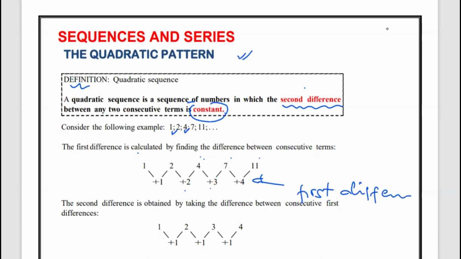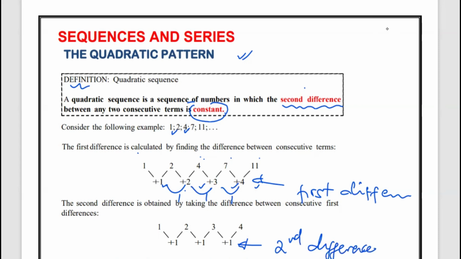But we can see that these first differences are not the same. They are different, which means we can go on and look for the second differences, which must be the same. Between 2 and 1, it's a 1. Between 2 and 3 is a 1. Between 3 and 4 is a 1. That's 2 minus 1 is a 1, 3 minus 2 is a 1, and so on. So now this becomes our second difference.